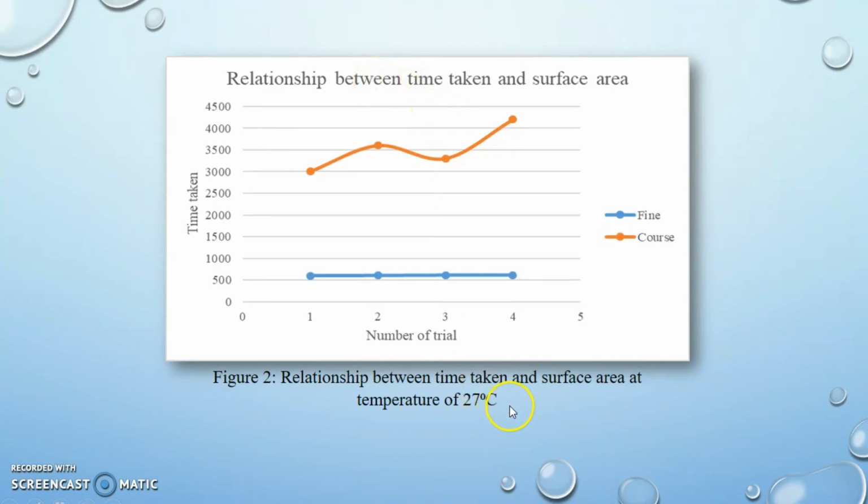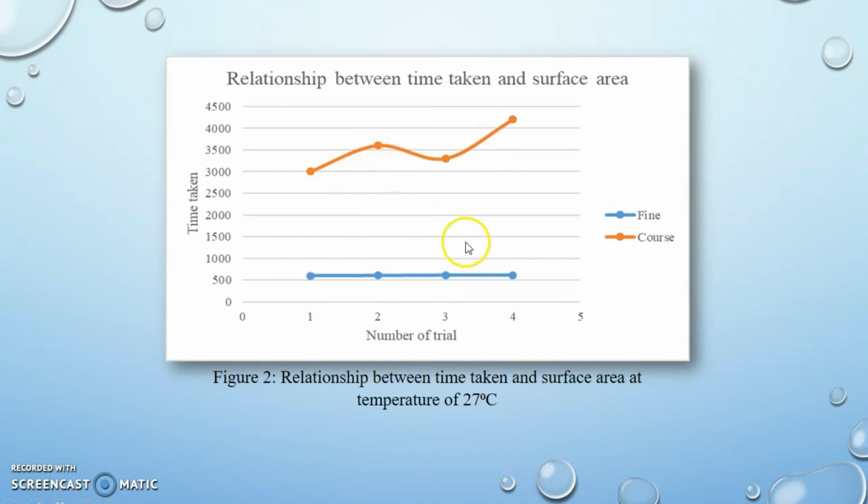Then we plot the graph for 27 degrees Celsius only. So this is the graph for 27 degrees Celsius. The blue line shows the data of each trial for fine salt, and the red line shows coarse salt. When we see from the graph, it's clearly shown that at 27 degrees Celsius, the fine salt recorded a lower time compared to coarse salt.